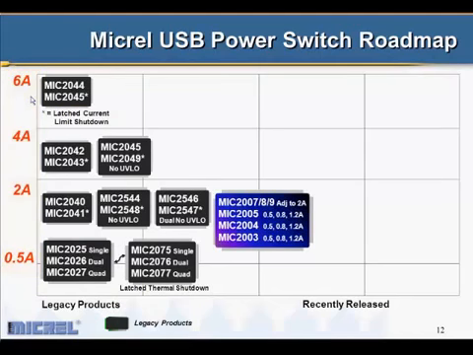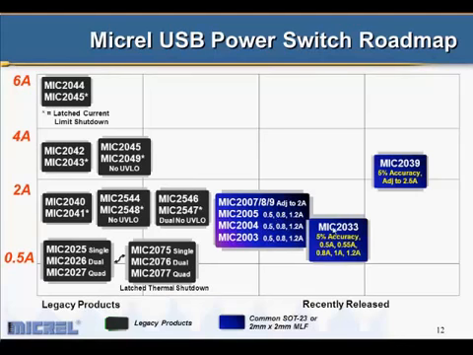Recently, we've released the MIC2000 family. These parts are in a common SOT23 package or in a 2 by 2 MLF for enhanced thermal capabilities. These parts come in 0.5 amp, 0.8 amp, and 1.2 amp flavors. There's also adjustable parts. The MIC2033 and 2039 have recently been released. These have a plus or minus 5% accuracy on the current limit set point. By having the 5% current limit accuracy, this allows you to design your product with more features built into it and know with tighter control when the current limit is reached.